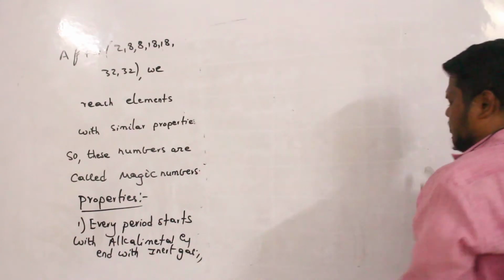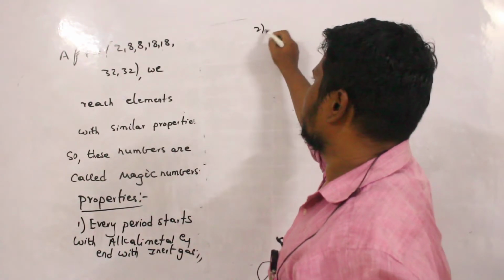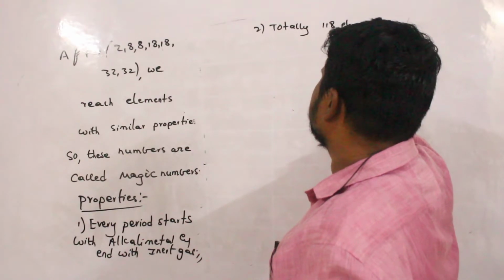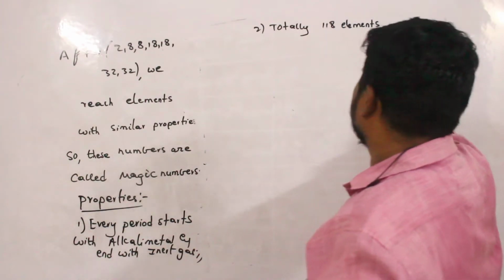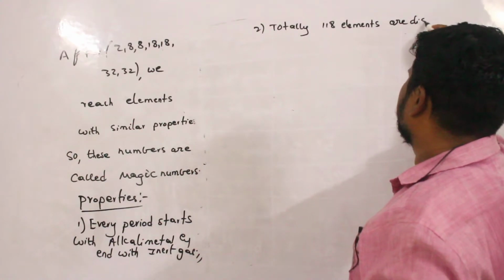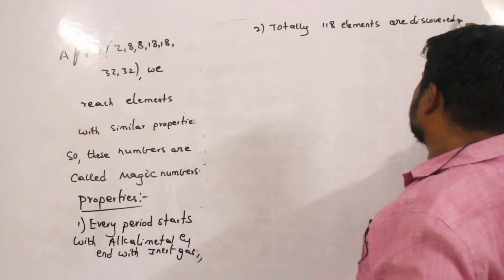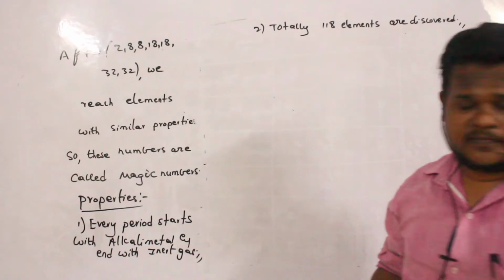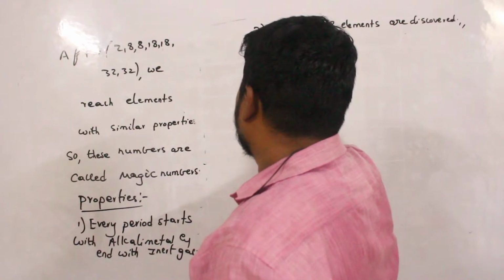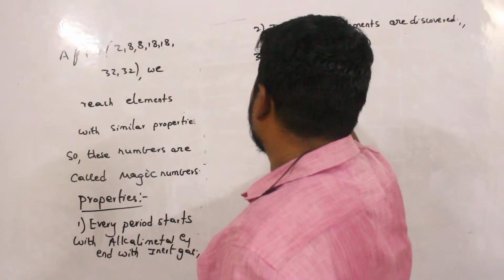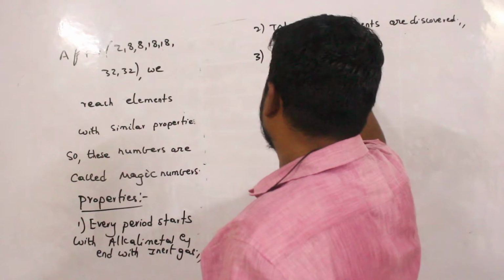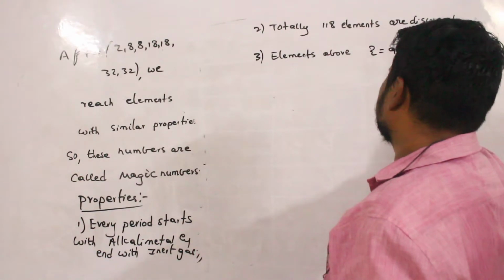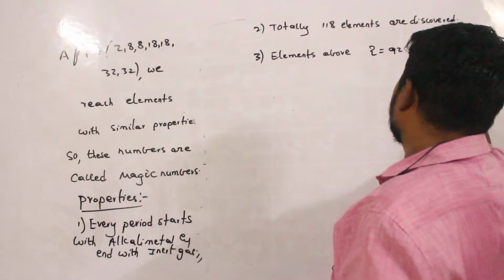So, totally how many elements are there? 118 elements are discovered. Some of them are invented also, because some of them are man-made. Are you able to understand? So, elements above atomic number 92 are man-made.